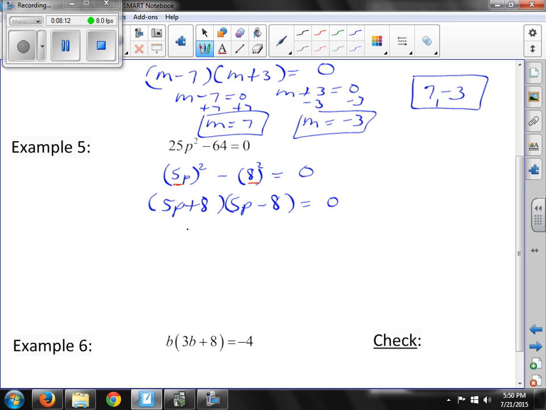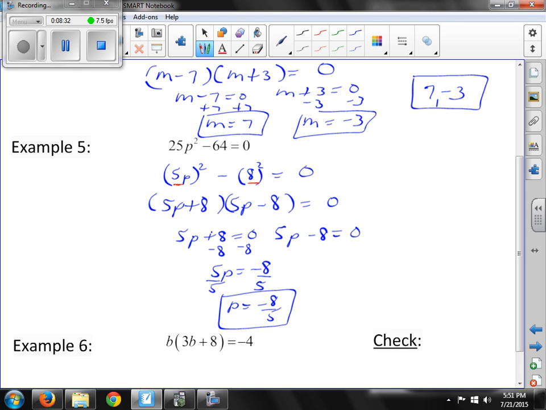So setting my factors equal to 0, I'll have 5p plus 8 equals 0 and 5p minus 8 equals 0. Subtracting 8, I'll have 5p equals negative 8. Dividing by 5, I'll have p equals negative 8 over 5. There's one solution. We're going to have two solutions. Anytime we have p squared, that's the degree of the polynomial. It tells us how many solutions we're going to get. So now we're going to add 8. So we have 5p is equal to 8. Dividing by 5, we'll have p is equal to 8/5. So my two solutions are 8/5 and negative 8/5.